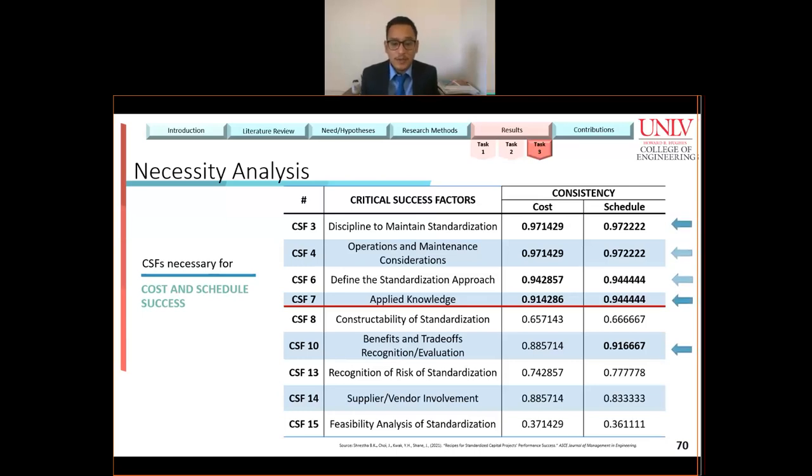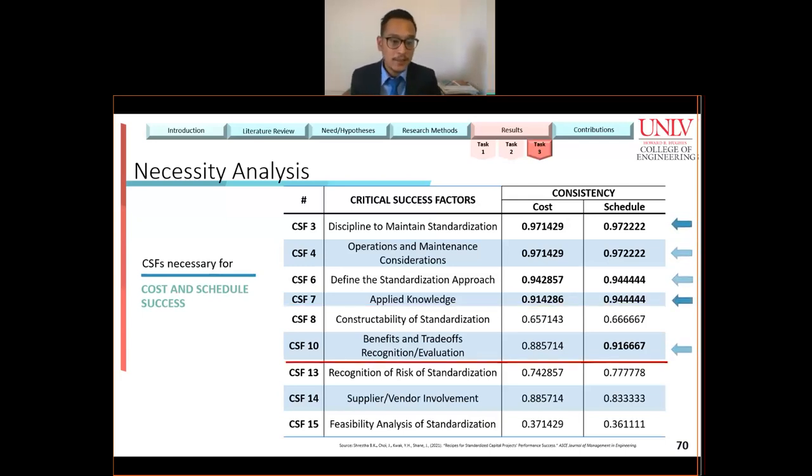Consistent lessons learned documentation and applied knowledge should be implemented for subsequent projects to improve the chances of cost and schedule success. CSF 10, benefits and trade-offs recognition, is an additional necessary condition for schedule success. And if we remember from the status of accomplishment analysis, the status of accomplishment for this one from actual projects was also very low. But from this QCA analysis, we can see that it is a necessary condition for schedule success.